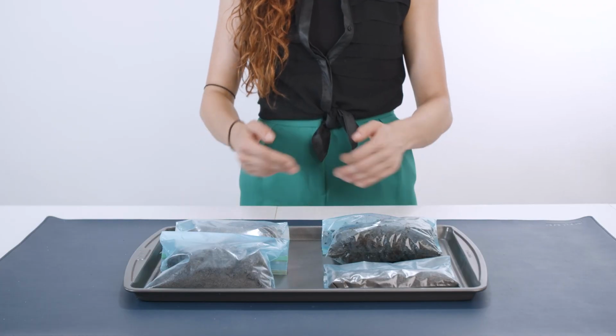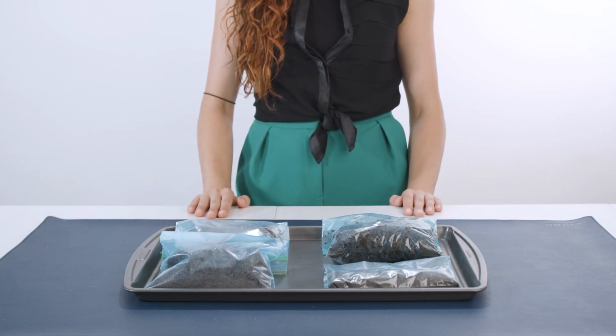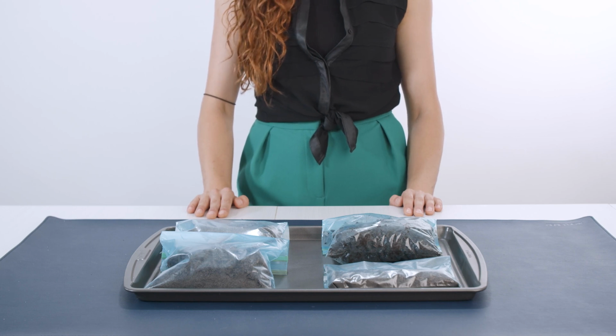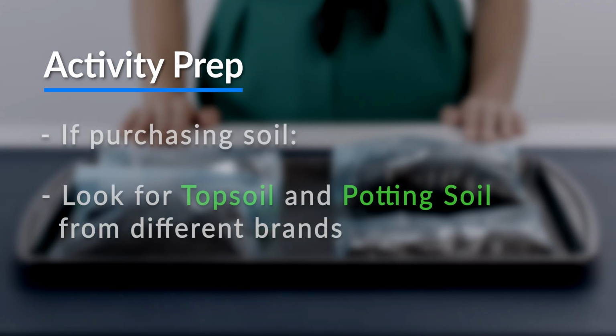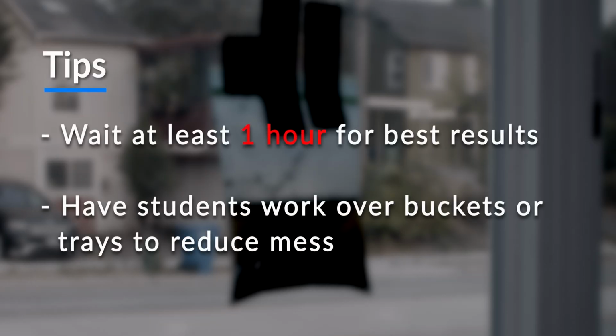This activity is done best with a variety of natural soil samples. It is recommended to allow students to gather soil samples from their yard or local environments, which can be returned after the lessons. If you do need to purchase soil, look for different soil mixtures such as topsoil and potting soil from different brands. For best results, this activity requires waiting about an hour or overnight for sedimentation to finish. It may be useful to have students work over buckets or trays to reduce mess.